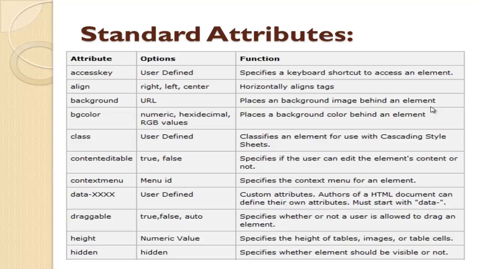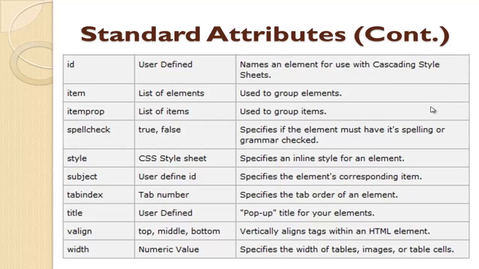Now there are some more standard attributes like ID, which is the same as we have class. It is the name of an element which can be edited or formatted in the CSS file, cascading style sheet.